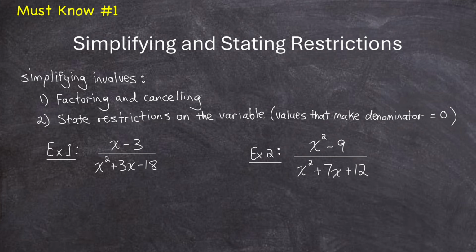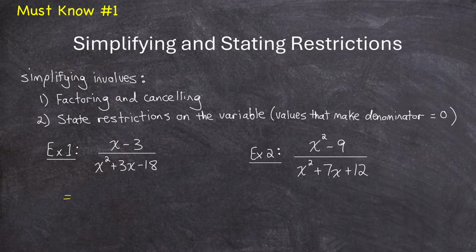A restriction would be a value of x that makes the function undefined, and the function would be undefined if the denominator is 0. Well, since the function in the denominator is a quadratic in standard form, it's tough to see what value of x would make it be 0. But if we factor it first, that'll make the restrictions more obvious. So let's go ahead and start this example 1 by factoring that quadratic that's in the denominator.